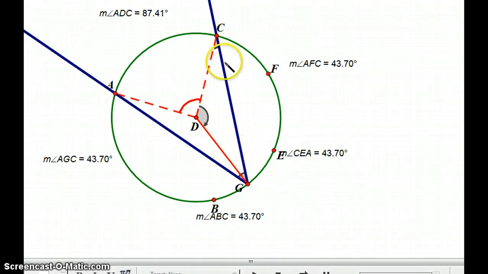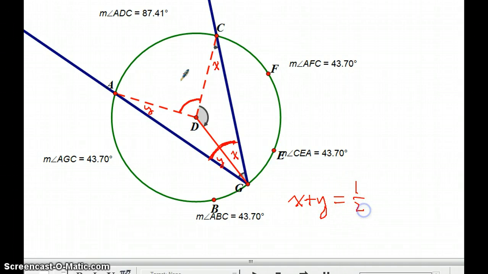Let's say that this angle has a measure of x degrees. This one also has x degrees because that's an isosceles triangle. Let's say this one has y degrees, and this one's also going to be y degrees. Then the inscribed angle in question is x plus y. I'm trying to show why that is equal to half of this thing. Let's call it z. Why is that equal to half of z?